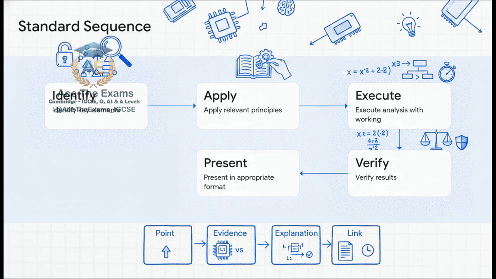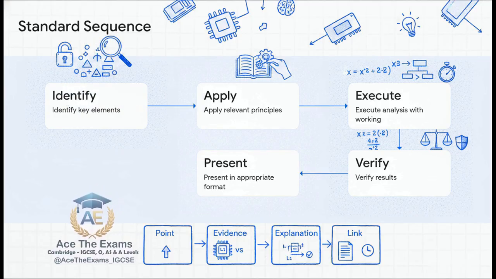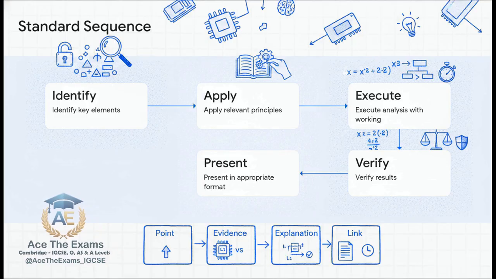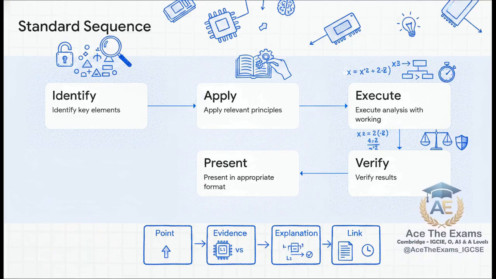Step 1, identify the key elements in the question prompt. Step 2, apply the relevant core principles. Step 3, execute your analysis and show clear working. Step 4, verify your results. And Step 5, present it in the appropriate format. Now, to make this even more powerful, I highly recommend overlaying this with the PEEL framework for your written paragraphs. That's point, evidence, explanation, link.